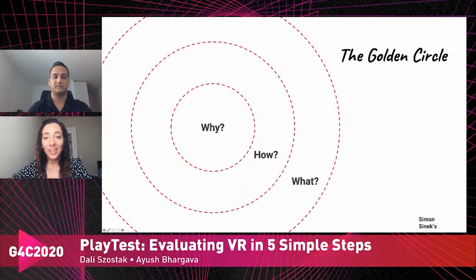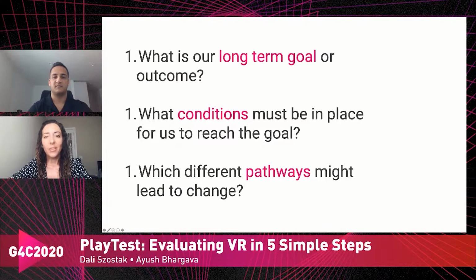Simon Sinek calls this the golden circle. And he has a lot of amazing examples, and I highly recommend that you watch his TED Talk if you haven't. And in his talk, he describes how if we focus on the why, everything else falls into place.